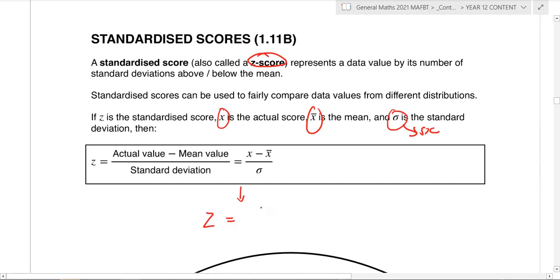So this is the standard Z score formula. We're going to use this formula to do a couple of different things. We'll use it to find the standard deviation. We'll use it to find the mean. We'll use it to find the actual score. And we can also use it, obviously, to find the Z score. So let's do it.